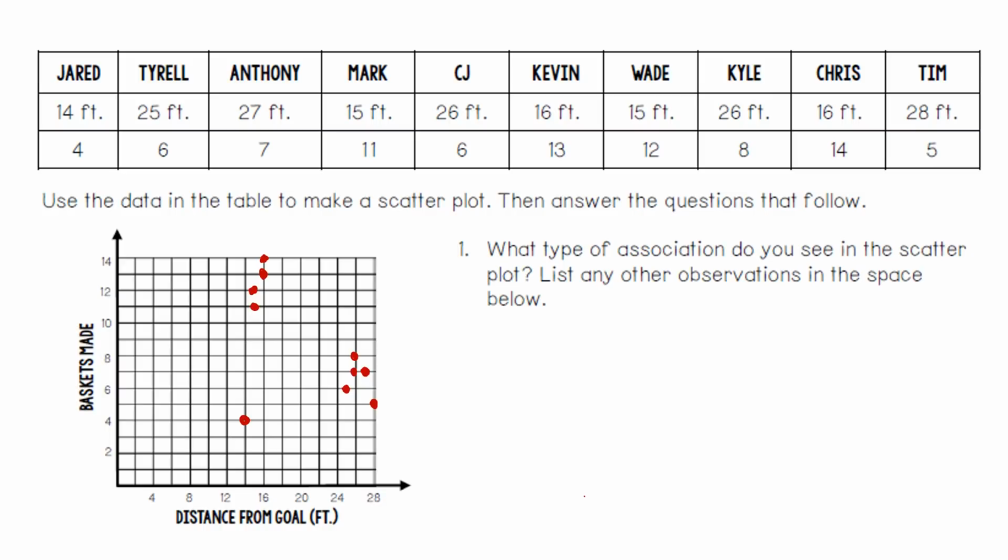So for this association, the question asks, what type of association do you see in the scatter plot? List any other observations in the space below. You might think this is a no association and that those points are random, but because there are those groupings, that typically means there is an association. This association is negative. Those points group at the top and then are grouped at the bottom. That is a negative association.